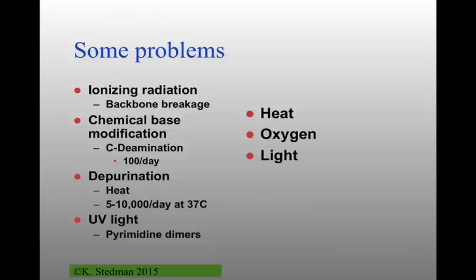UV light, okay, fortunately in Portland, we don't have to deal with this too much. It's that big yellow thing in the sky we don't see too often, but that causes particularly pyrimidine dimers. We'll look at that, but it's whenever you have the small ones. So you remember cytosine and thymine, these are the small ones. As soon as you have UV irradiation, these will then cross-link to each other between the two ring structures, and it causes a big change in the structure of your DNA when that happens. We'll take a look at that as well. So basically, everything that we like, heat, light, oxygen, all bad for DNA.